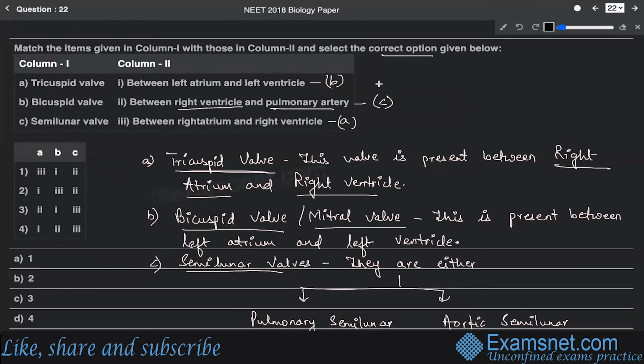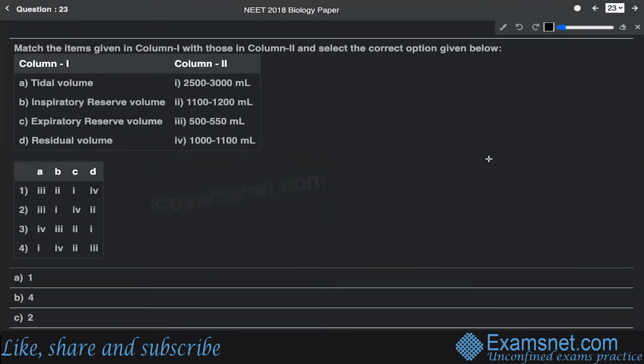So with this, option C is going to match up with the second one. So let us take a look. A is going to match up with the third one, that means this one. Then B is going to match up with option 1 and C is going to match up with option 2. That means option A is the correct answer. All right. Now, question number 23.